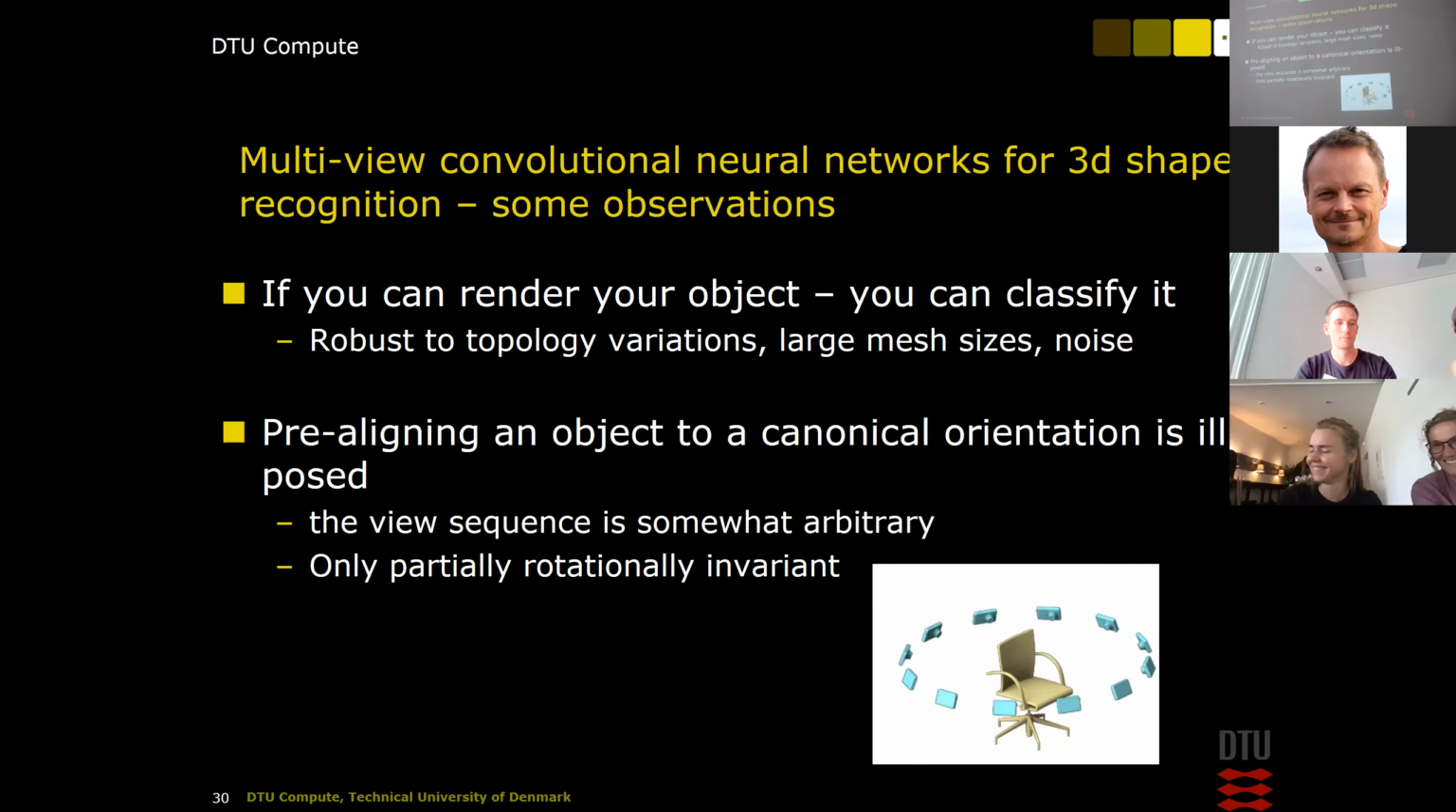It requires that you have a pre-alignment to a canonical orientation, because the views are pre-sampled. If you want to have it rotationally invariant, you would need to sample a lot of other kinds of configurations of your camera, which is very close to modern heavy data augmentation. So it's not a super elegant way of doing it, but you can adapt it to your data.